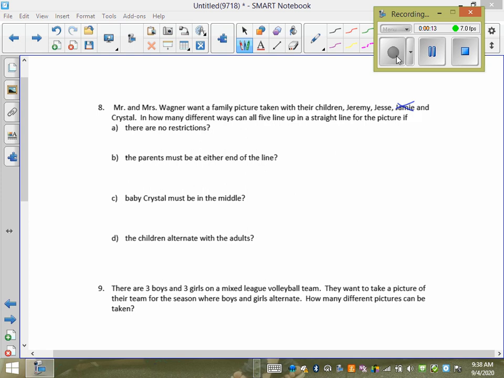In how many different ways can all 5 line up in a straight line for the picture if there are no restrictions? So that would just be 5 factorial, right? Because you'd have 5 lines, and you'd put 5 people here, then 4, then 3, then 2, then 1. Because you're sitting someone down each time, right?